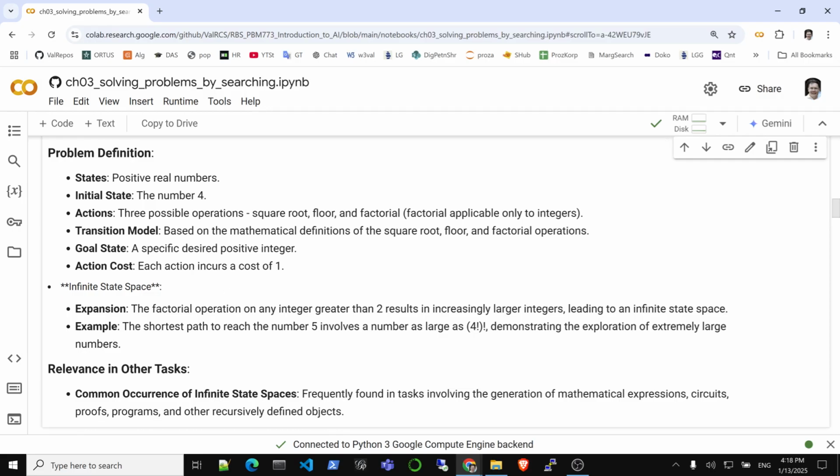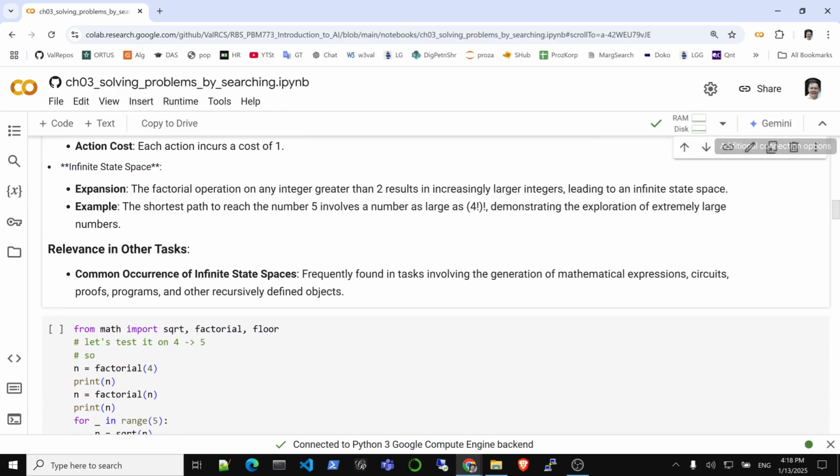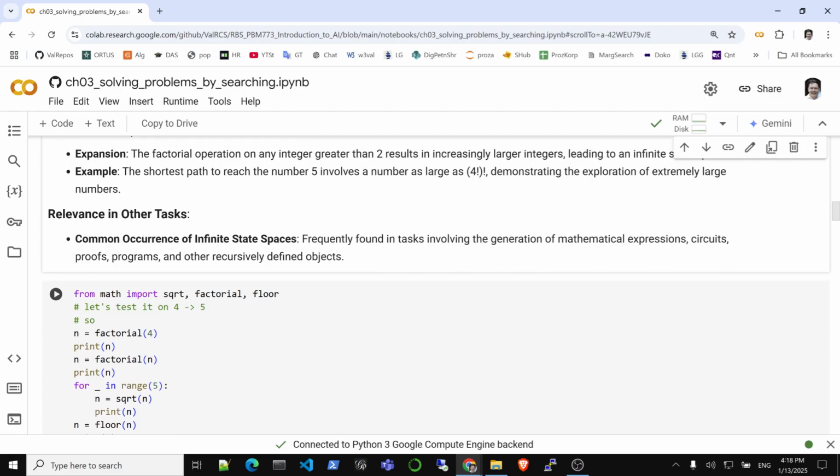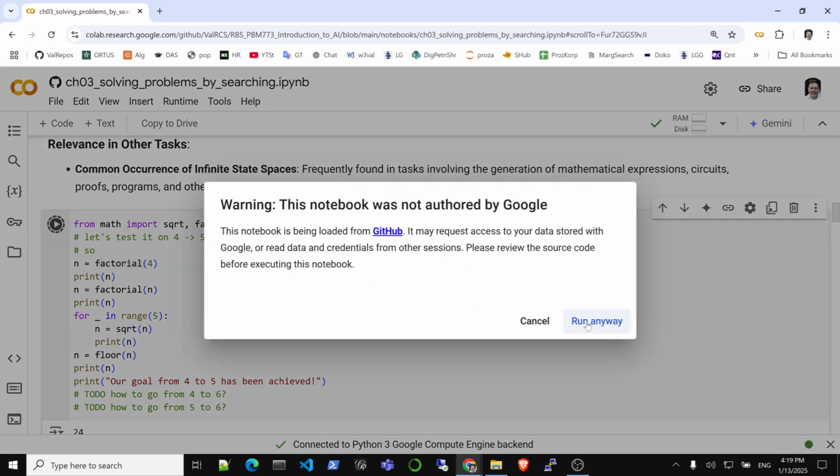So, kind of an interesting game. Let's try playing it. I'm going to import square root, factorial, and floor. So 4, print n, factorial again, and then we're going to do a bunch of square roots, and then we're going to floor it. And I think we'll get there. Let's take a look. Yeah, I think it works.